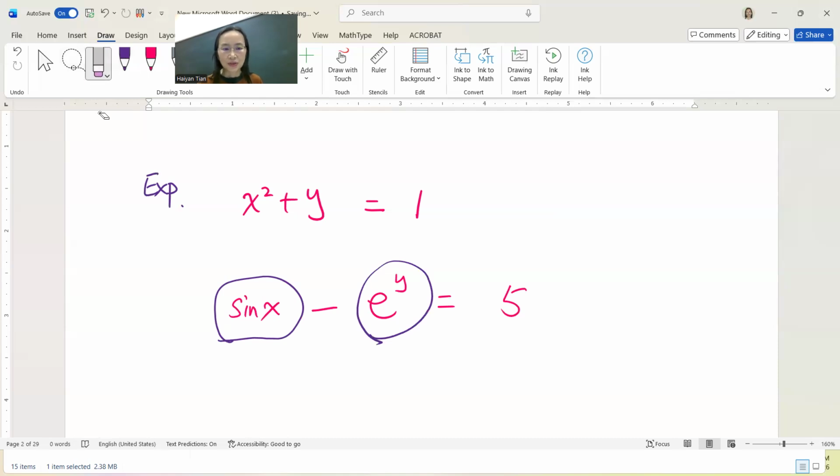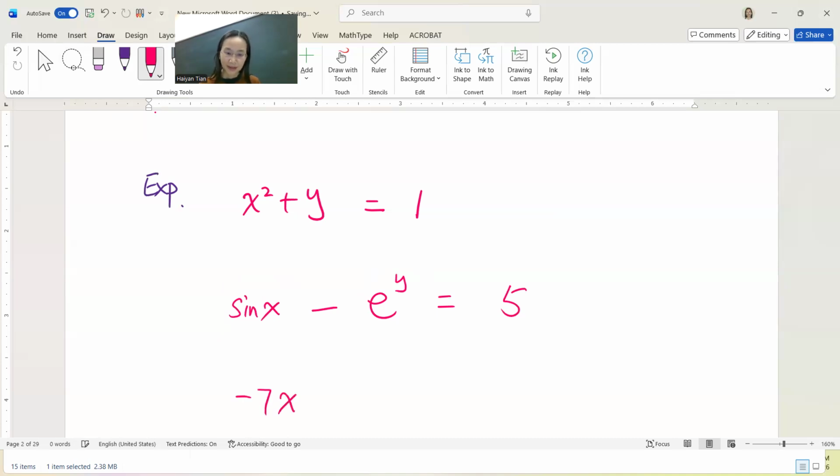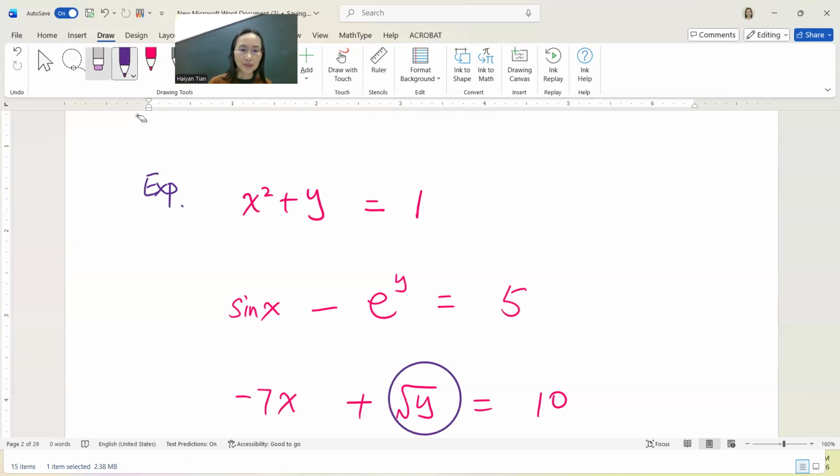And I'll give you another example. So if I have negative 7x plus square root of y equals 10. This is also nonlinear, because of the square root of y, a nonlinear term.